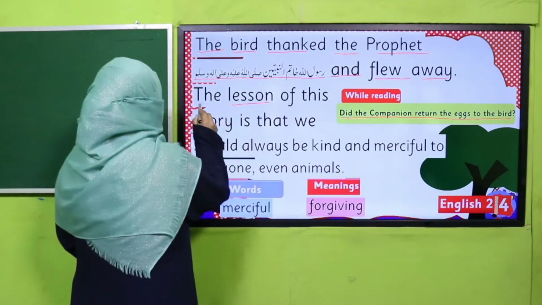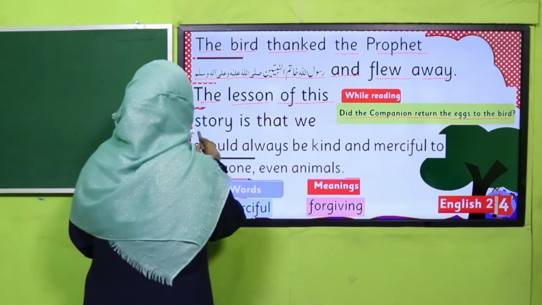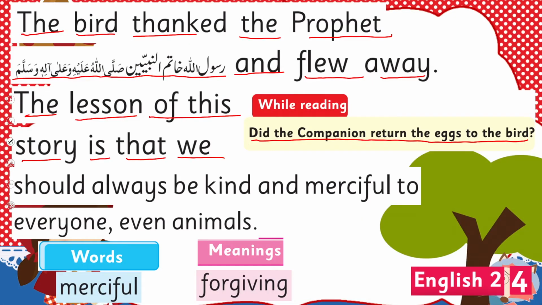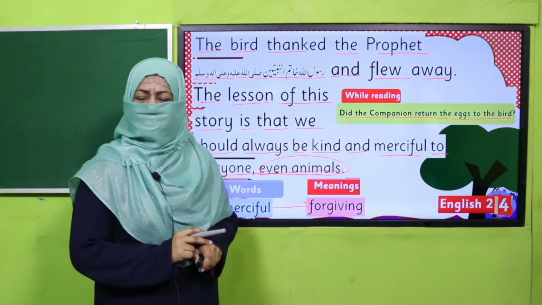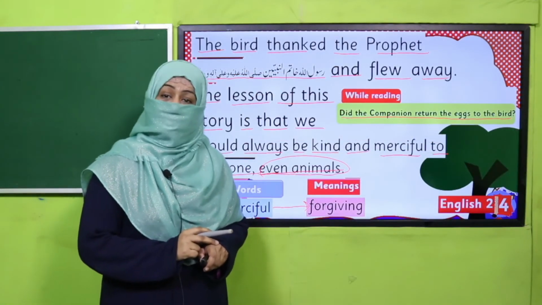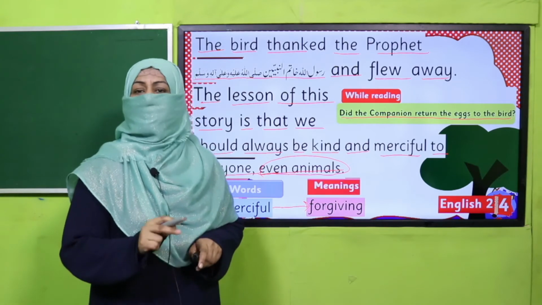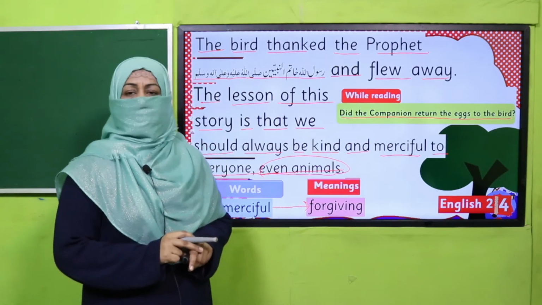Okay, the lesson of this story is that we should always be kind and merciful to everyone. And what does merciful mean? Forgiving. I just explained to you. Even animals. Okay? Even animals. So we should be kind and merciful to everyone, including animals, including birds. Okay? So that's it about this story.